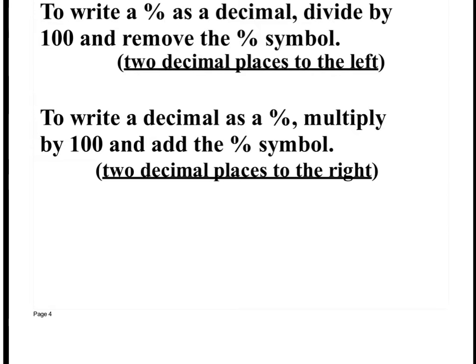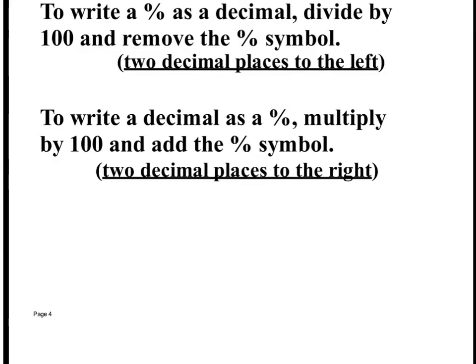This is what you need to know when changing a percent to a decimal, or a decimal to a percent, or even a fraction to a percent. You need to know these rules. When writing a percent as a decimal, what we do is we divide by 100 and remove the percent symbol. Really, all we're doing is moving the decimal 2 places to the left, because when you divide by 100, you move it 2 decimal places to the left.